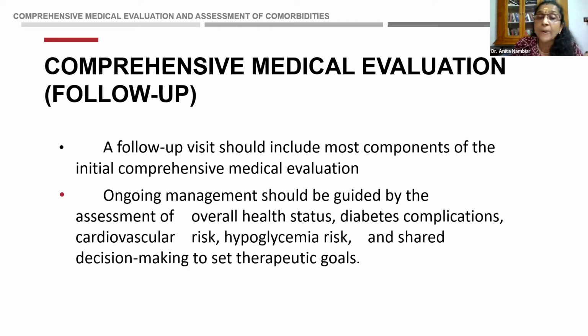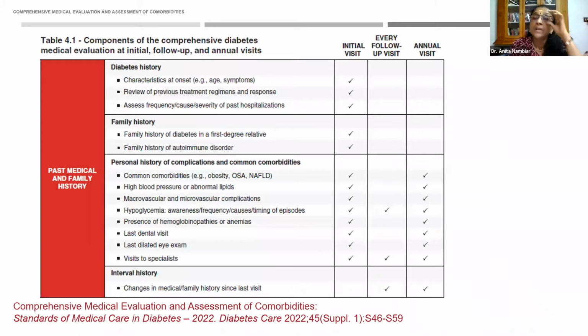Now, coming to the comprehensive diabetic medical evaluation. So we have three types of visits. One is the initial visit, as Dr. Prashant has said, for when he's coming for the first time, or he has already been seen by some other doctors. Again, he's coming to us for the first time. So that is the initial visit. Then we have a follow-up visit that can occur every 3 months or 6 months. And then the annual visit that occurs once in a year.